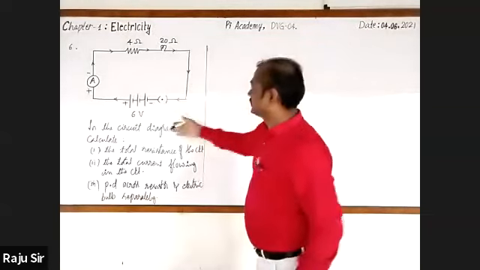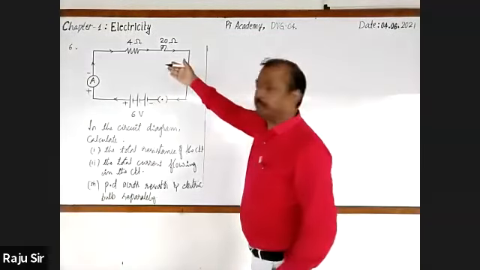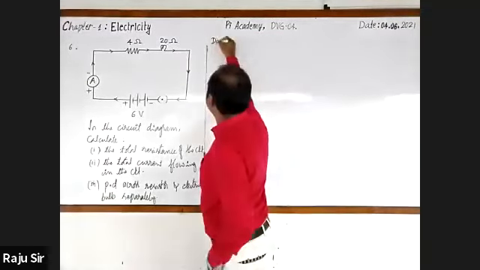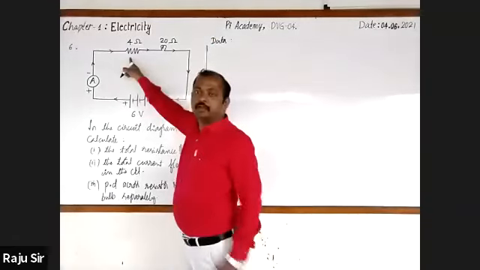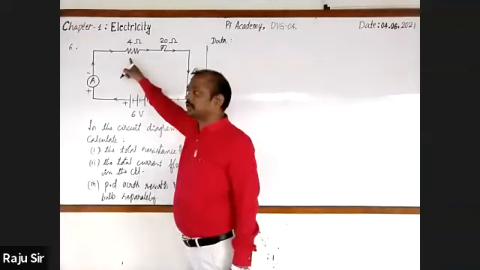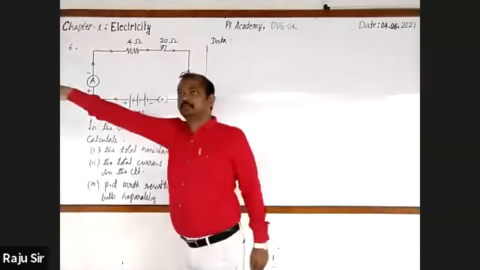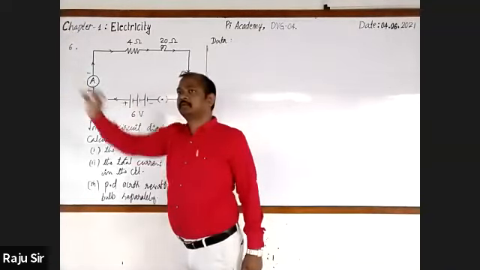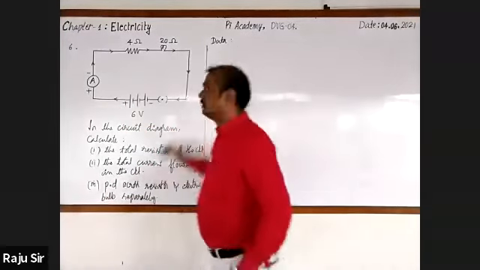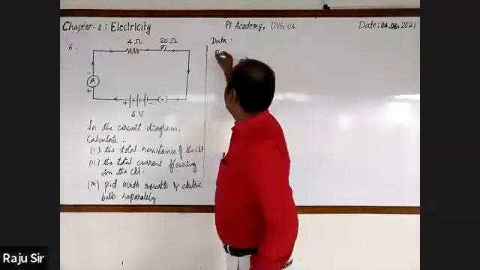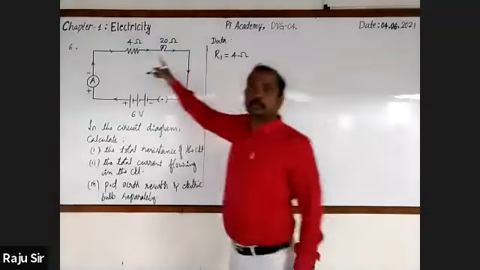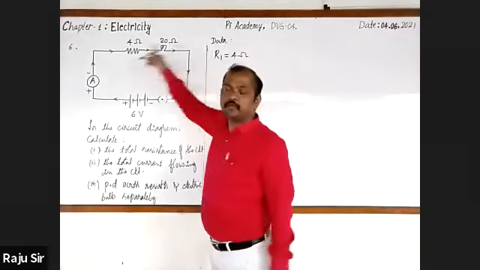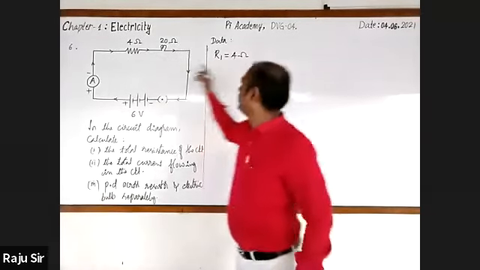Students, first let's find out one by one, and before that let's write the data. Here it has been given that the resistance of the first resistor, R1, is equal to 4 ohm. This is the resistance of the first resistor.